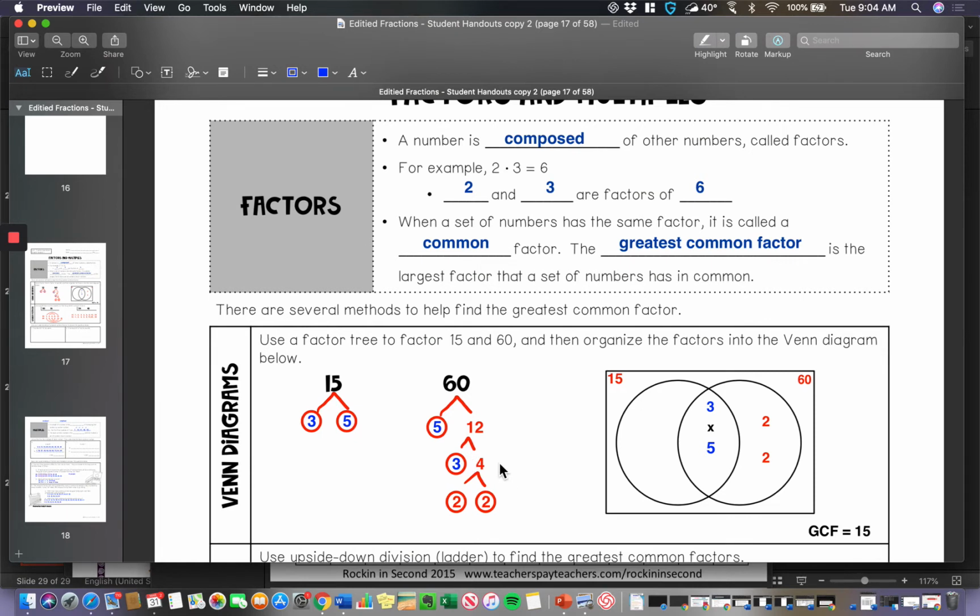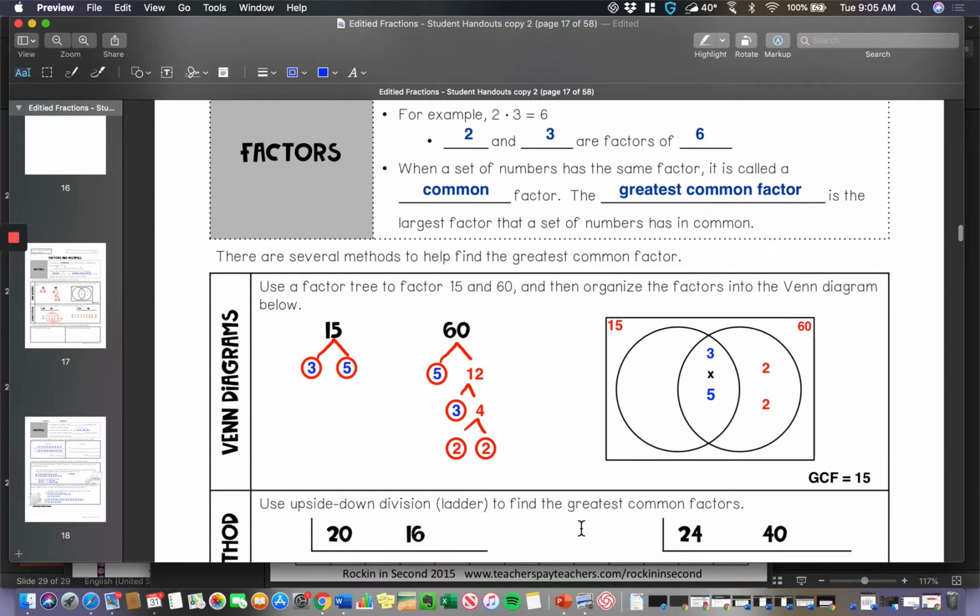So what she was explaining in the video is I want to fill this Venn diagram with the prime factors. The shared region is going to be the factors that both of these have in common. Both 15 and 60 have factors in common of 3 and 5. These are prime numbers here in the middle. The other prime numbers in our factor tree are 2 and 2. So you multiply 3 times 5, and that gives me the greatest common factor of 15.